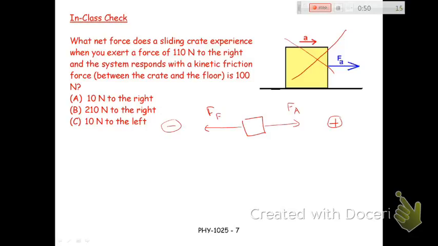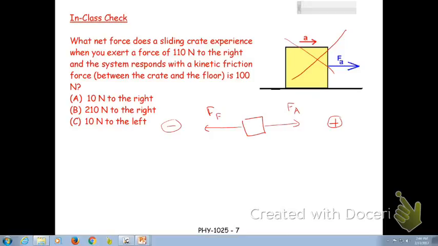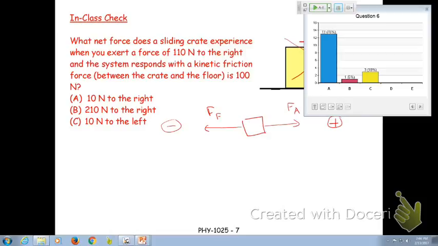Some people can just look at it and write down the answer, and other people want to do the math. So I'm going to stop you in 3, 2, 1. Stop. What do people say? Mainly A, a little bit of B, a little bit of C. So let's have a look at that.